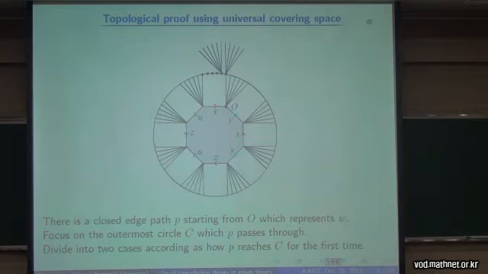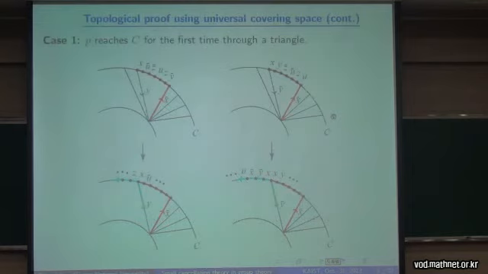So let's look at case 1 first. P reaches C for the first time through a triangle, like this. Please remember that P represents W, and W is a word in X squared, Y, G, and U, which means that wherever X occurs in W, X squared occurs. In other words, a single X or X bar cannot occur between 2 other letters.